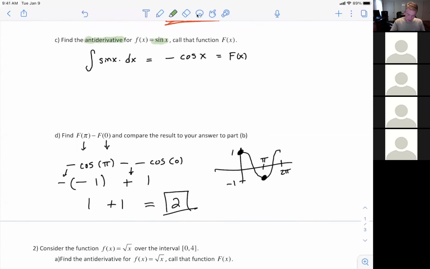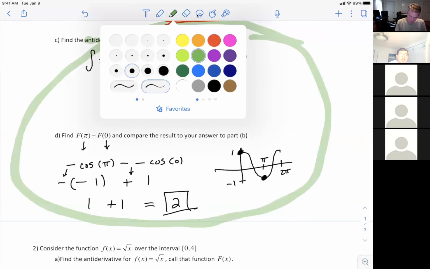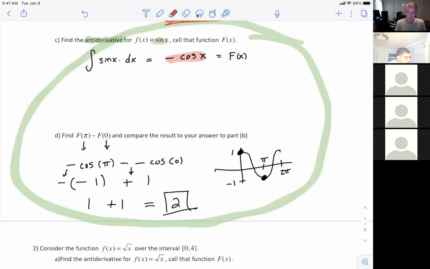This part right here is extremely important. In fact, it's so important, it has a name. It's called the fundamental theorem of calculus, or the most important theorem of calculus. Because it's truly amazing that right here, we're just finding the antiderivative. So in other words, what's the opposite of the derivative? And once you've found that negative cosine, it will then tell you what the area is under the sine function.